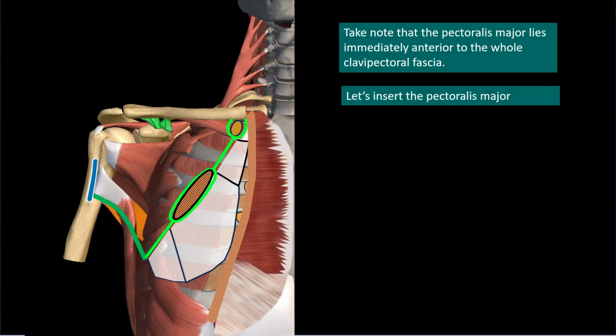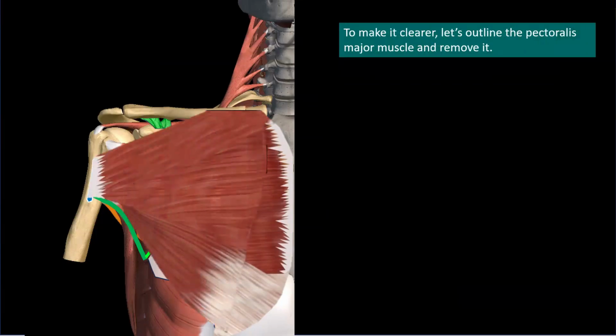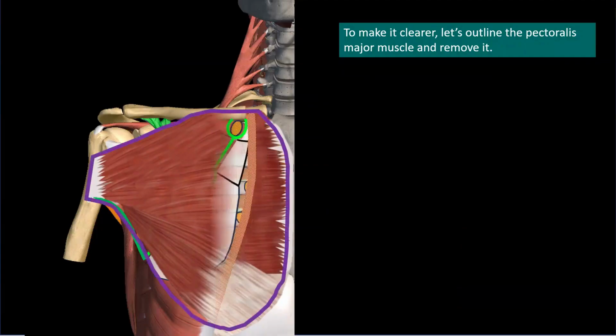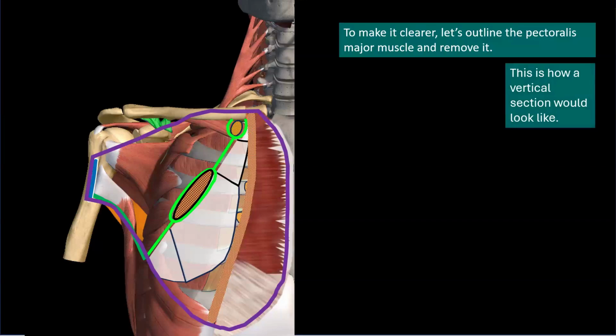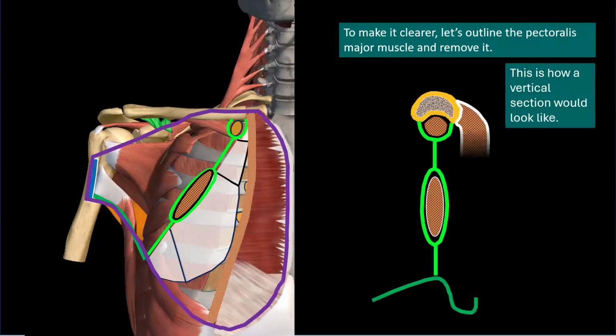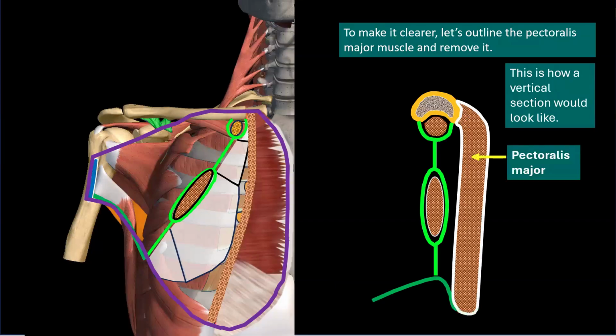Let's insert the pectoralis major. To make it clearer, let's outline the pectoralis major muscle and remove it. This is how a vertical section would look like. Pectoralis major.